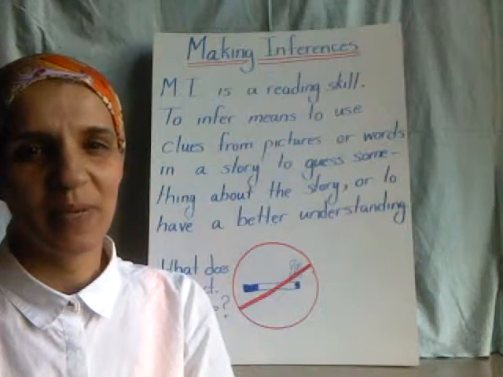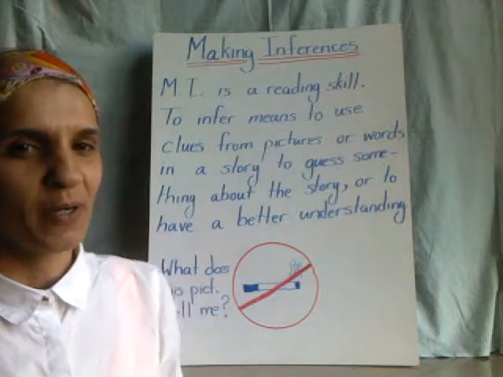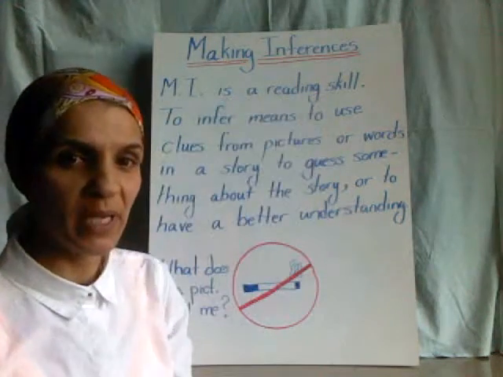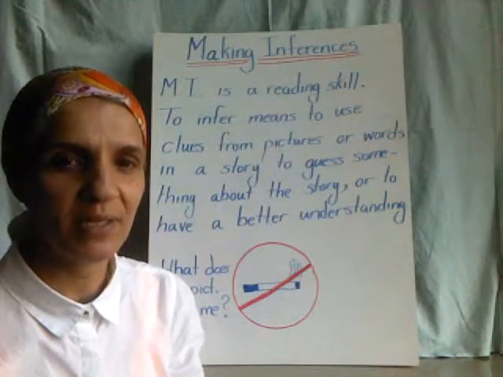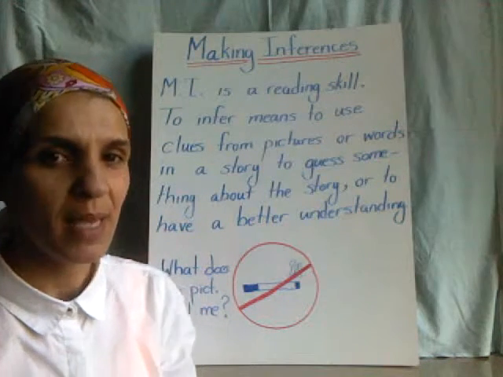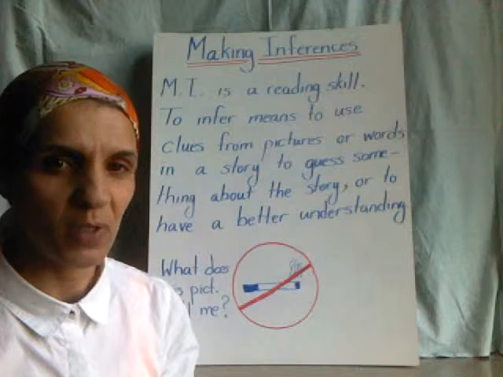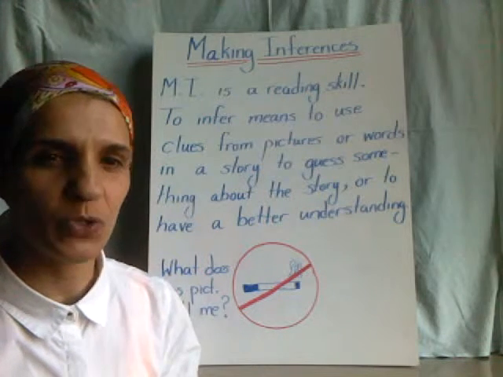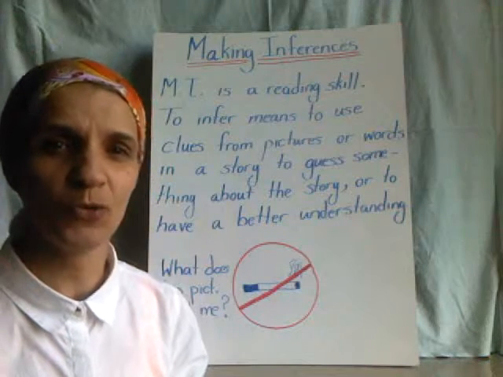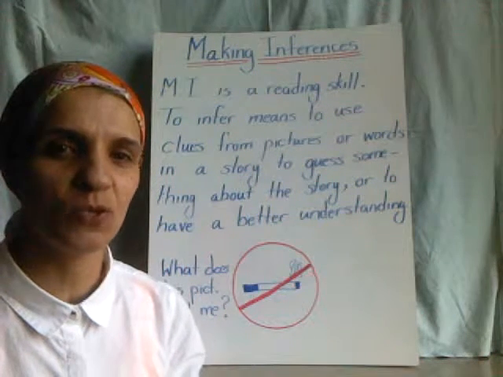Today's lesson is about making inferences. Making inferences is a reading skill. You know, a skill is, when I have a skill, it means I'm able to do something really well. And to infer means that you use clues from the pictures or from words in a story to try and understand the story better.